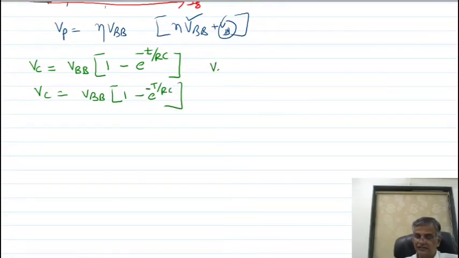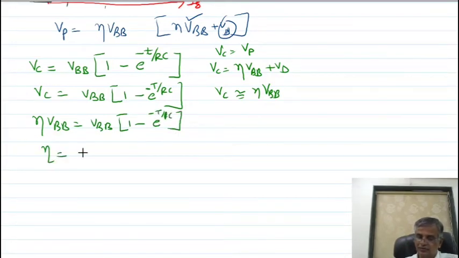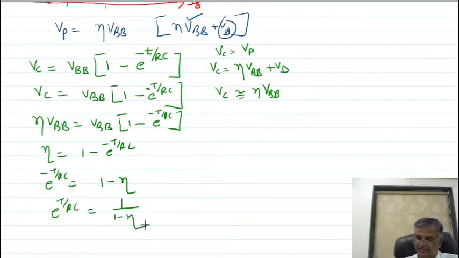What is VC? VC is nothing but eta VBB plus VD. Since VD is very small, I am taking eta VBB. Or for VC you can write the peak voltage VP. Therefore eta VBB is equal to VBB into 1 minus e raised to minus t by RC. So eta is equal to 1 minus e raised to minus t by RC. So e raised to minus t by RC is equal to 1 minus eta. So e raised to t by RC is equal to 1 upon 1 minus eta.